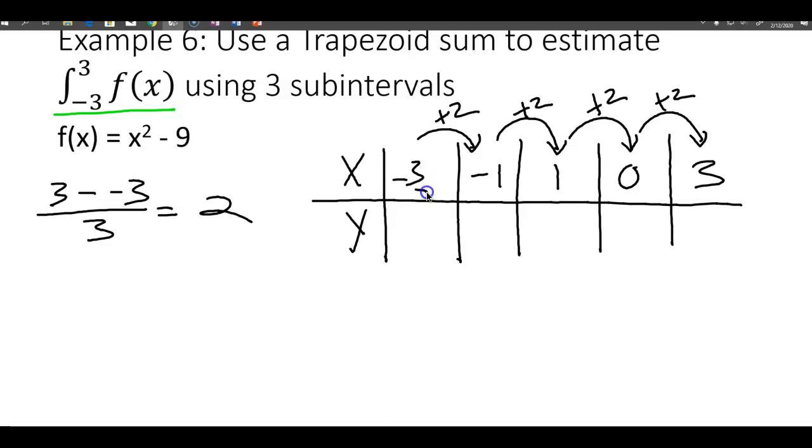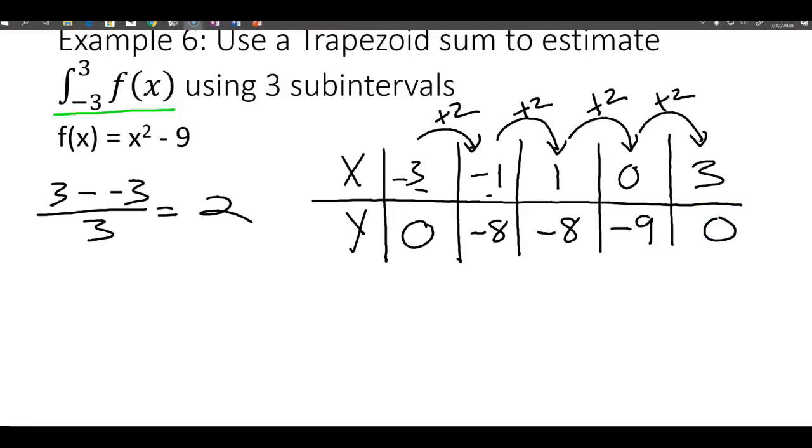Once again, you're going to take each of those x values, and this time you do need to plug these x values into the function. If I plug in -3, I'm going to get 0. If I plug in -1, I'm going to end up with, what would that be? That'd be -8. Plugging in 1 will give me the same thing, I believe. Plugging in 0 would give me -9. And then plugging in 3 will give me 0.